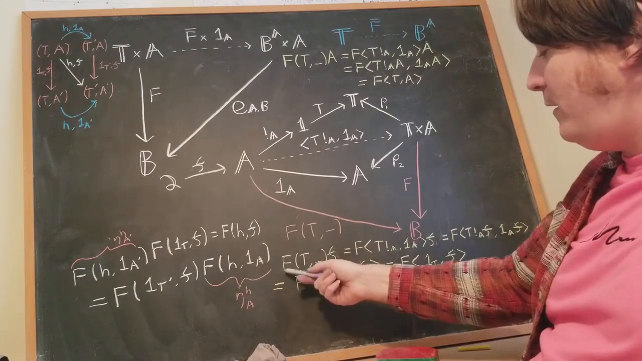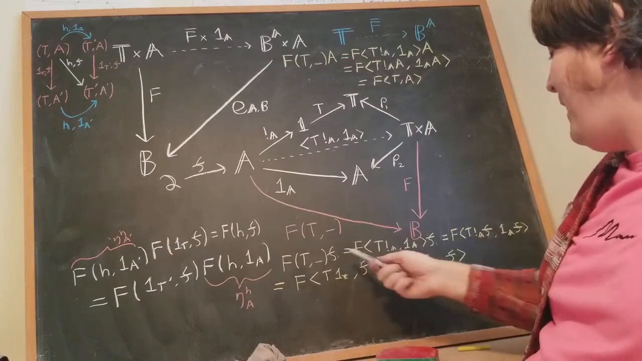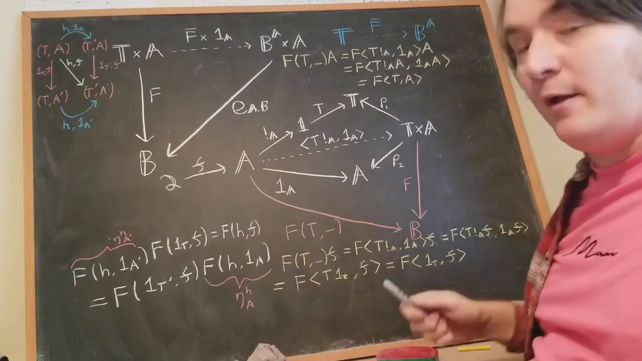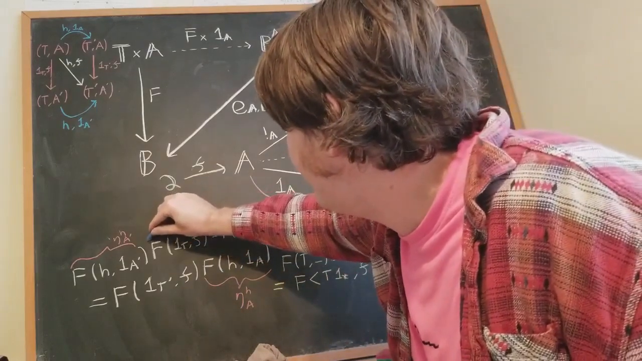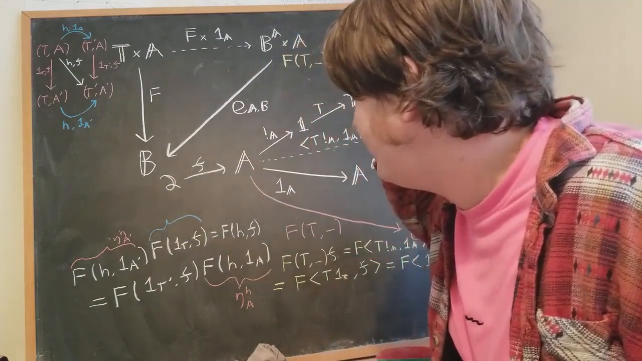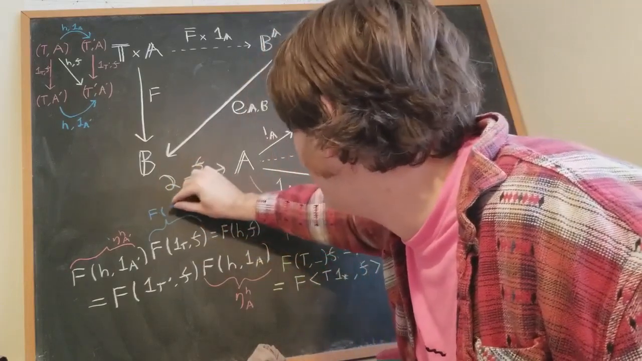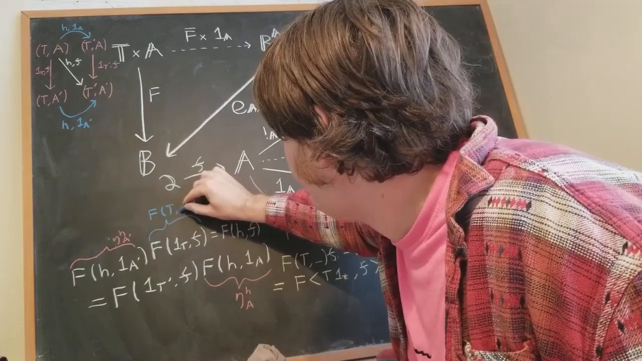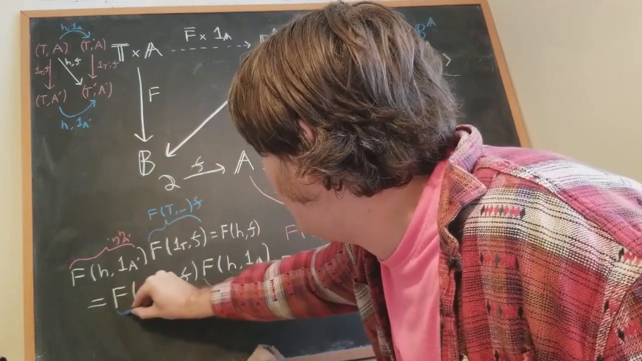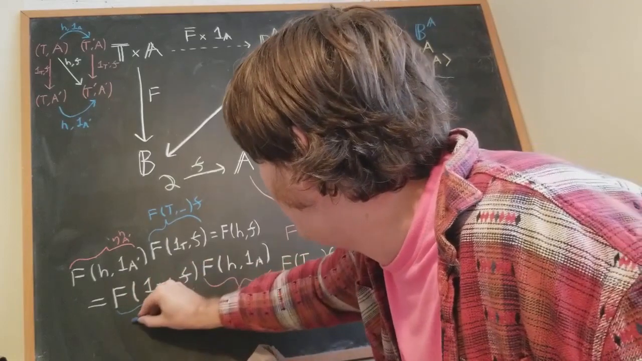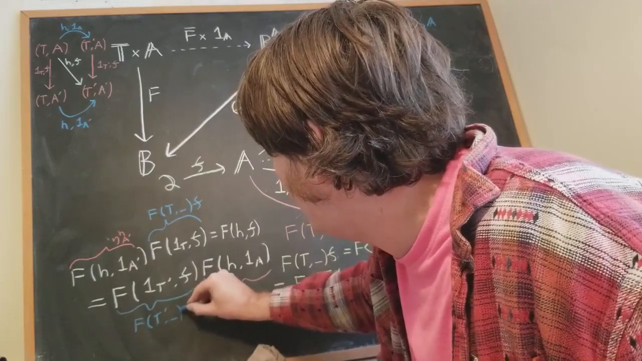And so finally, concluding, we have that F(T, -) of A is F(T, A), and F(T, -) of F is F(1_T, F). Can you see that anywhere? It's here, right? So we can now call this F(T, -) operating on F. And we can call this F(T', -) operating on F.